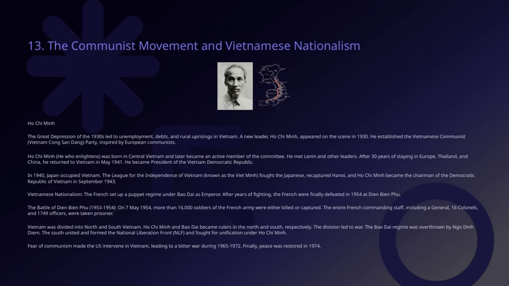Now, during the 1930s, the Great Depression caused widespread unemployment, debt, and rural uprisings in Vietnam. This chaos created a fertile ground for new leadership to emerge, and Ho Chi Minh rose to prominence in 1930. He established the Vietnamese Communist Party, inspired by European communist ideas, which played a vital role in shaping Vietnam's nationalist movement. In summary, Ho Chi Minh's leadership and the Vietnamese nationalist movement became deeply intertwined with the struggle against colonial rule and external influences, setting the stage for Vietnam's ongoing fight for independence and unification.